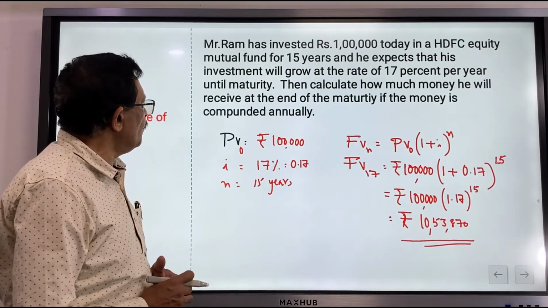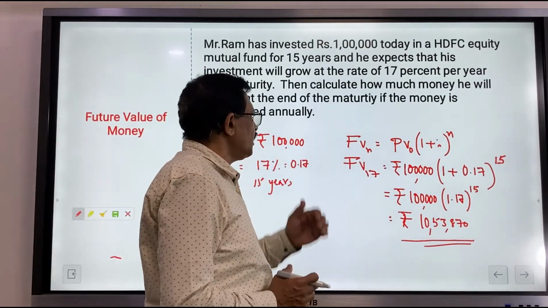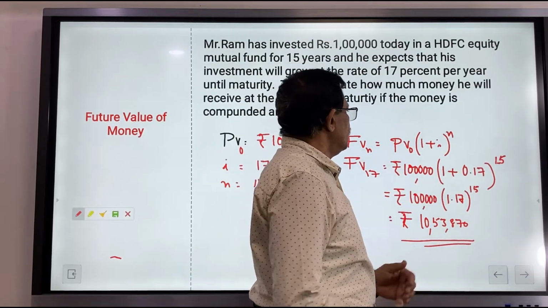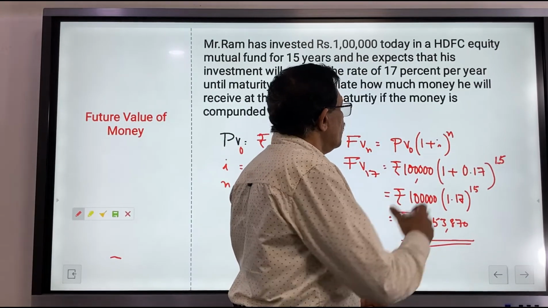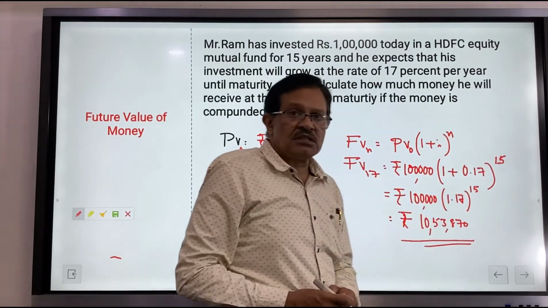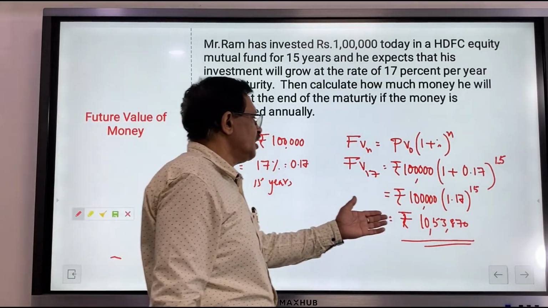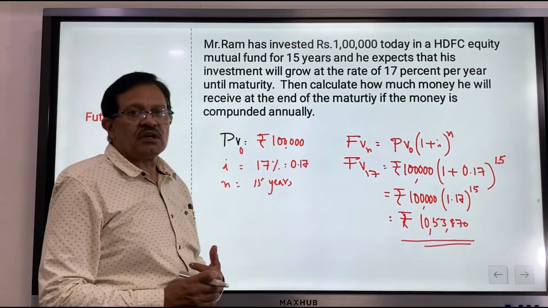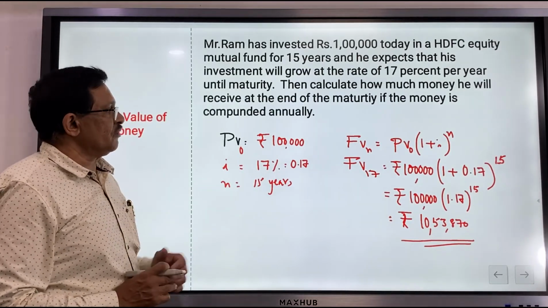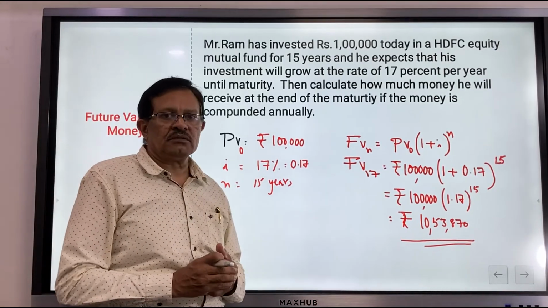Here what I am doing, I have taken the present value, which is 1 lakh, and we have multiplied with 1 plus I to the power of 15, because he has invested at the rate of 17% for 15 long years. So the total value will be equivalent to 10,53,870. But one needs to understand here that this is a complicated procedure.